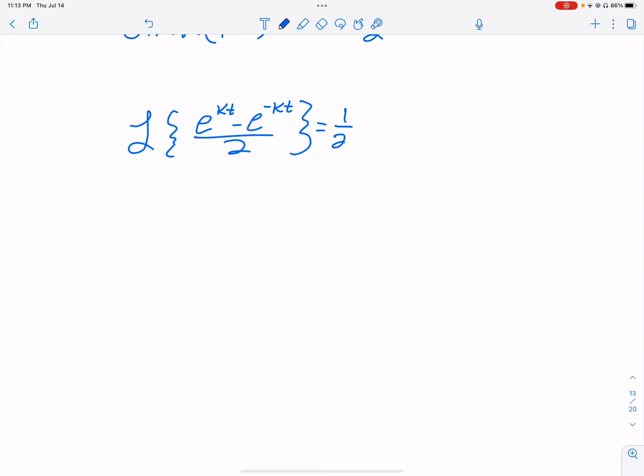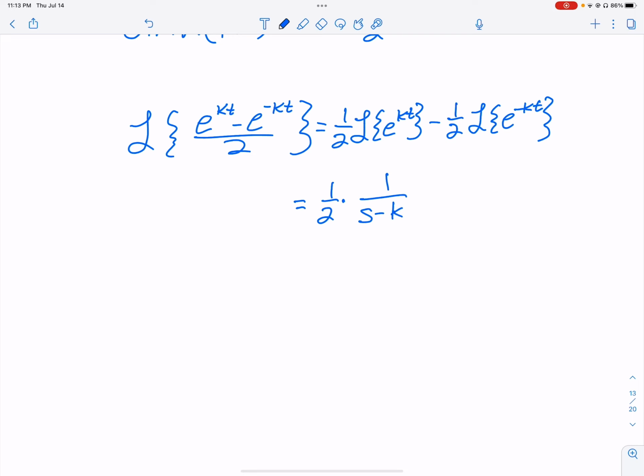This is 1/2 the Laplace of e to the kt minus 1/2 Laplace of e to the negative kt. So breaking that down makes our lives a little easier. This is 1 over s minus k. This, let me leave my minus, I got 1/2 over 1 over s plus k. Remember, it was s minus a for e to the at, or e to the kt.